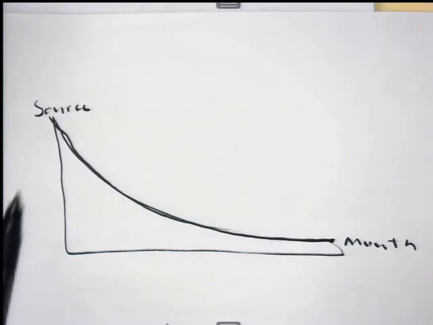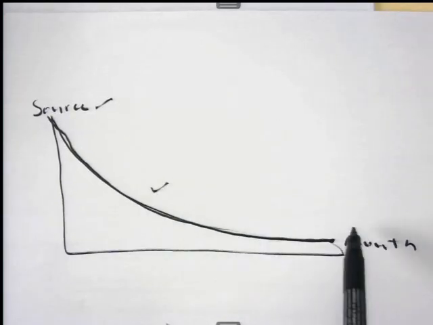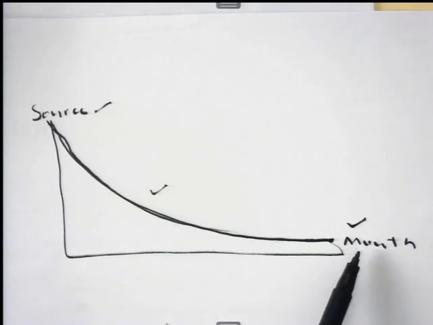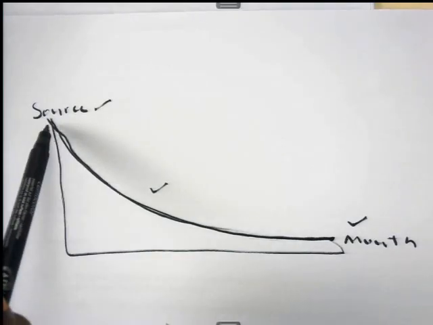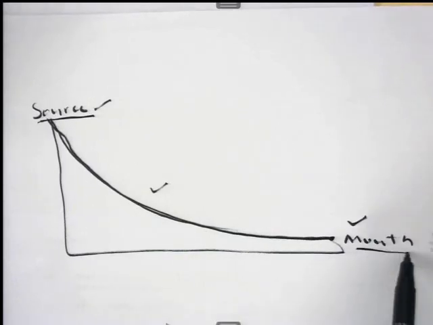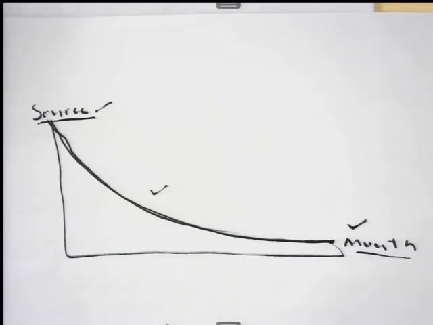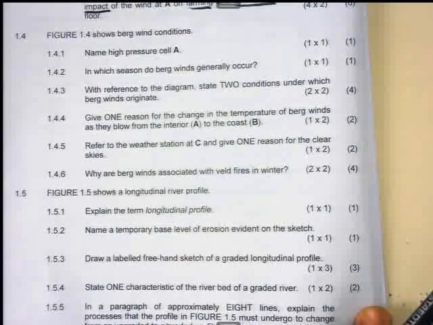And then that was 3 marks that was given for your source, for the shape, as well as mentioning your mouth. So remember, as I have said, when you talk about your long profile, the most important thing that you must mention is you look at the river from its source to its mouth. Hence, even here, we still give marks for that.